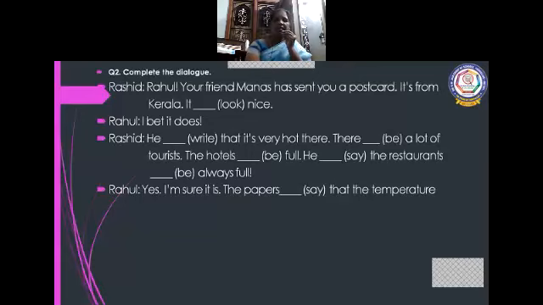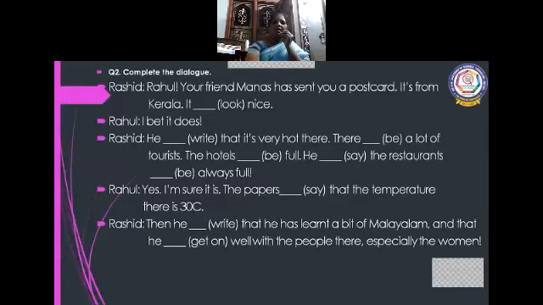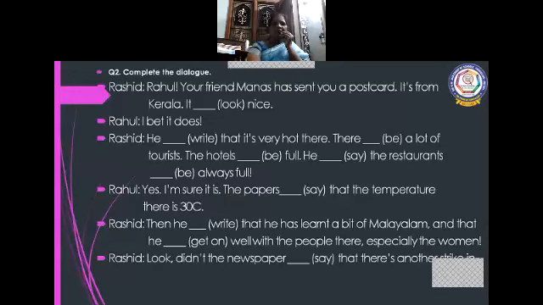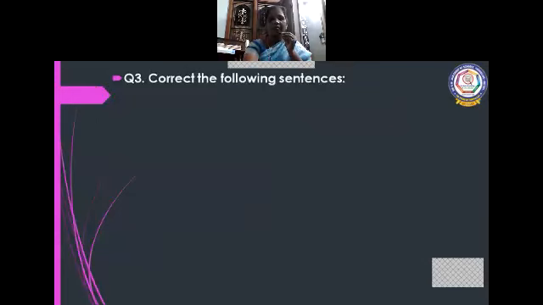The papers dash, say that the temperature there is 30 centigrade. Then he dash that he has learnt a bit of Malayalam. He wrote that he has learnt a bit of Malayalam. He got on well with the people there, especially the women. Look, didn't the newspaper say that there is another strike in Kerala? Rahul, yes, it did. Mano won't mind having to stay in Kerala longer.